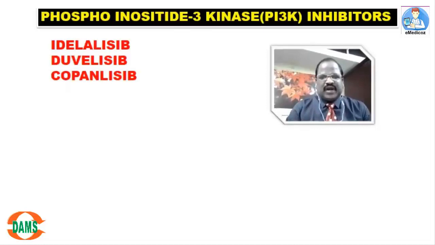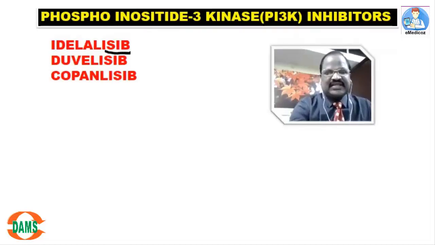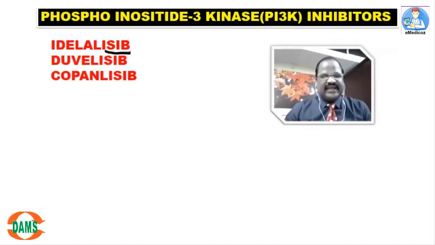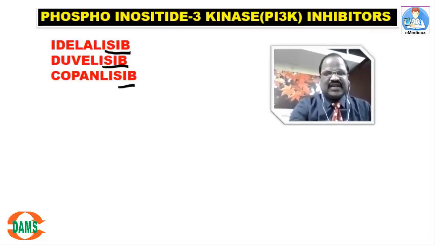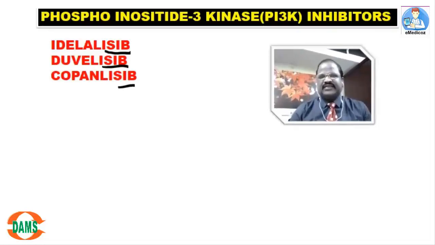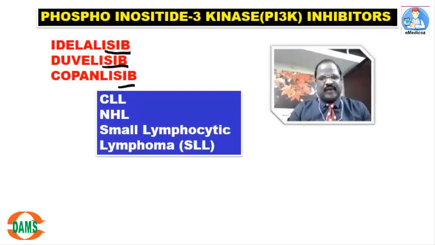Next, phosphoinositide 3 kinase inhibitor, simply called PI3K inhibitor. These drug names all end with the suffix -lisib or -lalisib. For example, idelalisib, duvelisib, and copanlisib. All these drug names end with a suffix called -lisib. They are called PI3 kinase inhibitors, useful for treatment of CLL, non-Hodgkin's lymphoma, and also useful for small lymphocytic lymphoma.